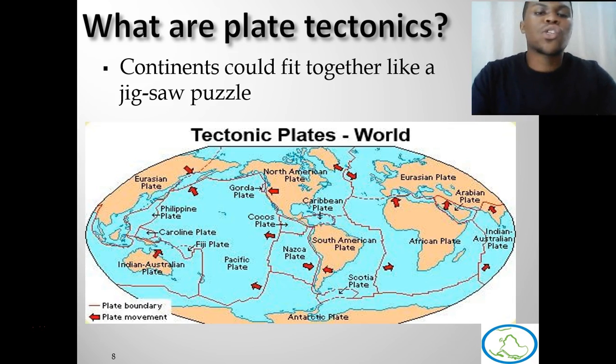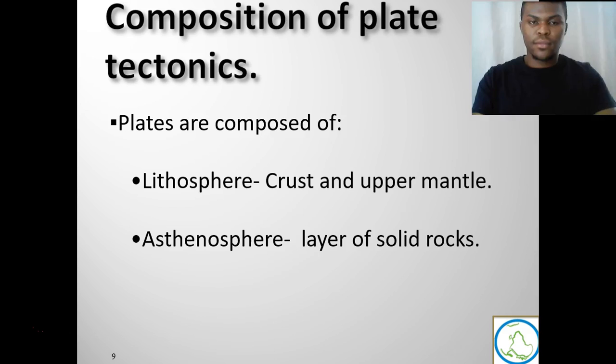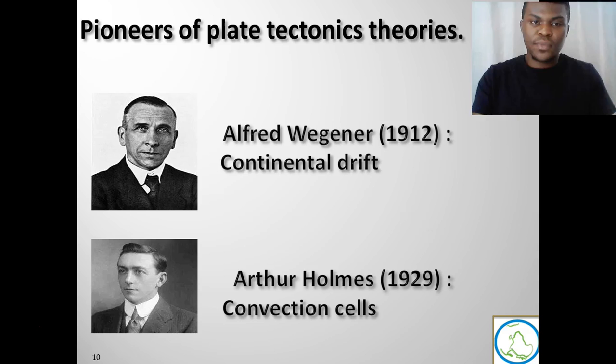So what are plate tectonics? If you look at the world map, you may notice that continents fit together like pieces of a jigsaw puzzle. Hold on to that thought. We will get back to it later during the course of the lecture. So what are plate tectonics made up of? Plate tectonics are made up of the lithosphere, which is the crust and the upper mantle, and the asthenosphere, which is the layer of solid rock.